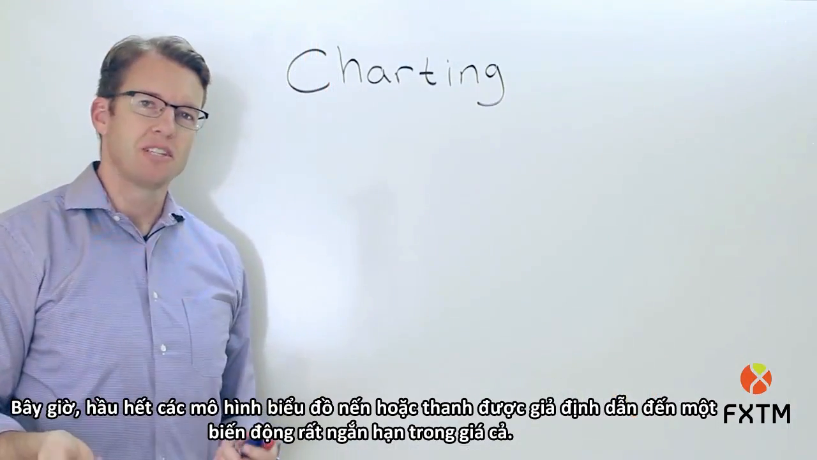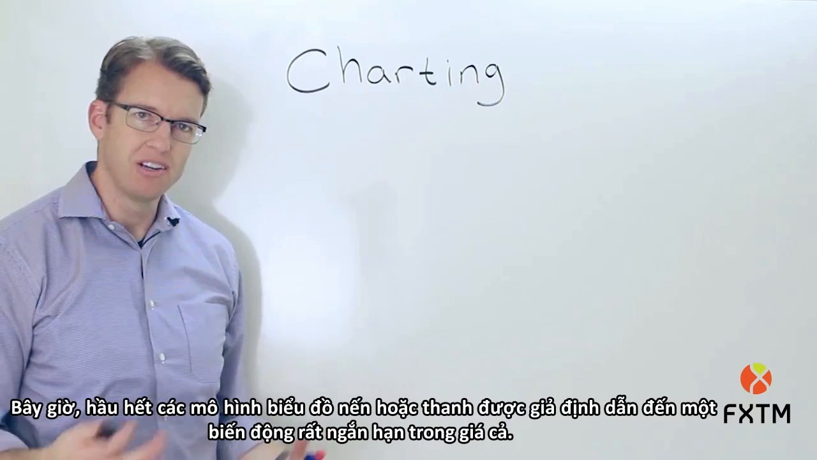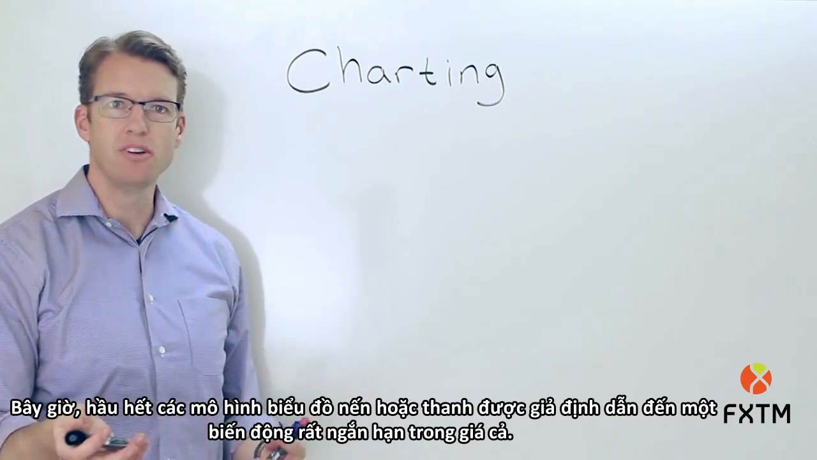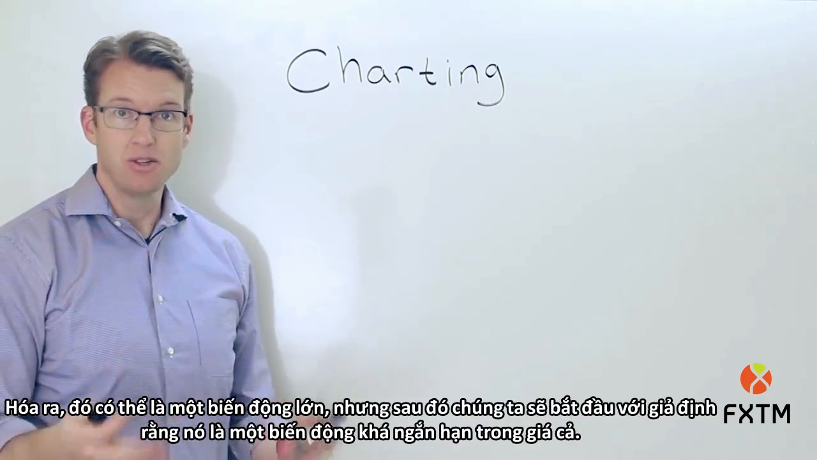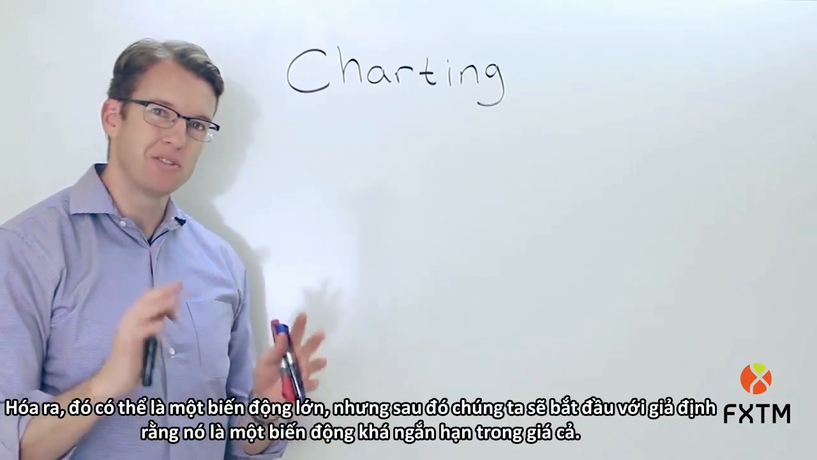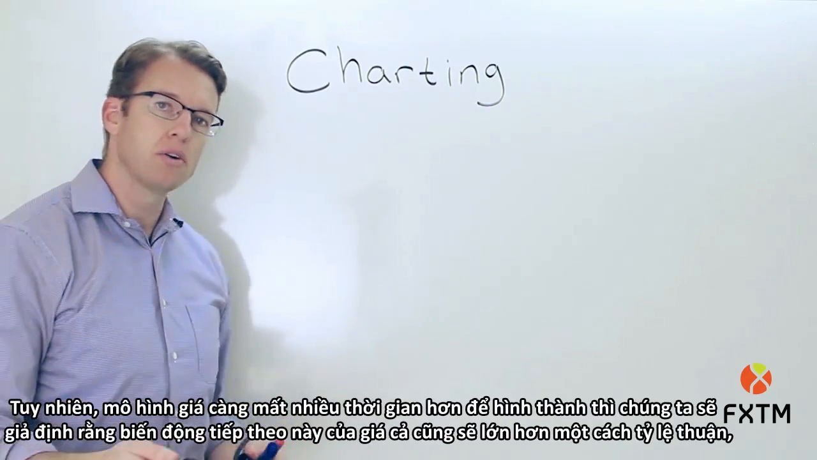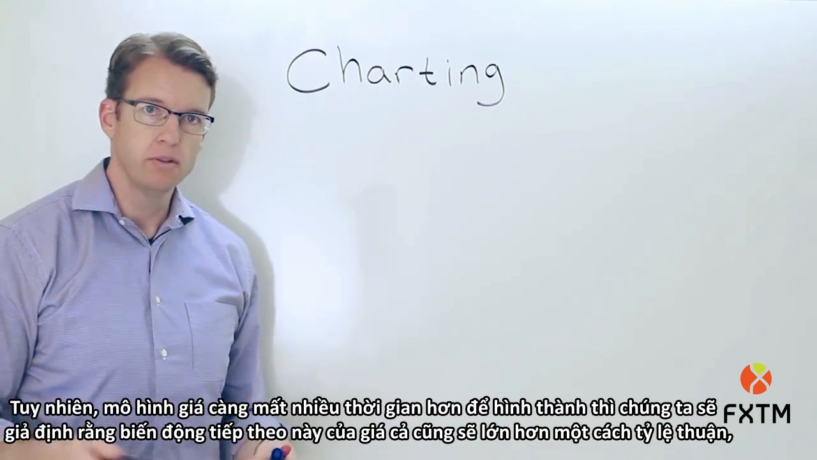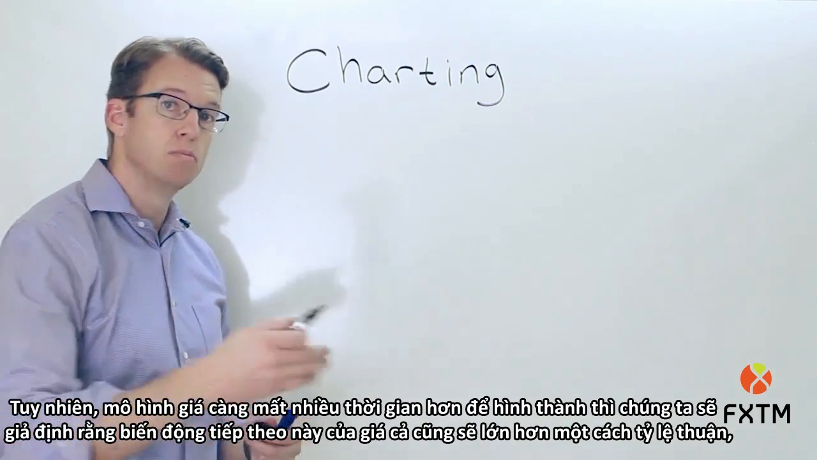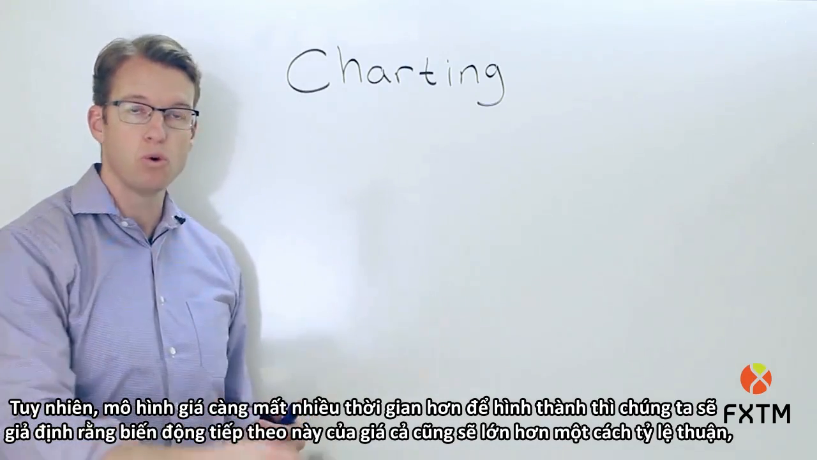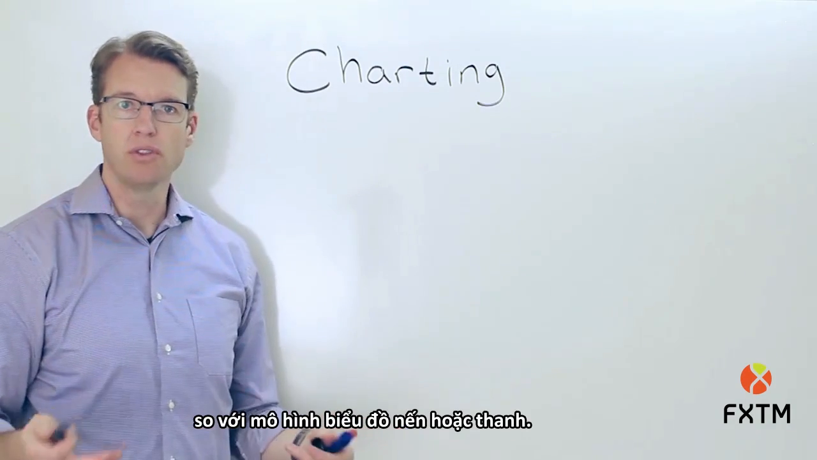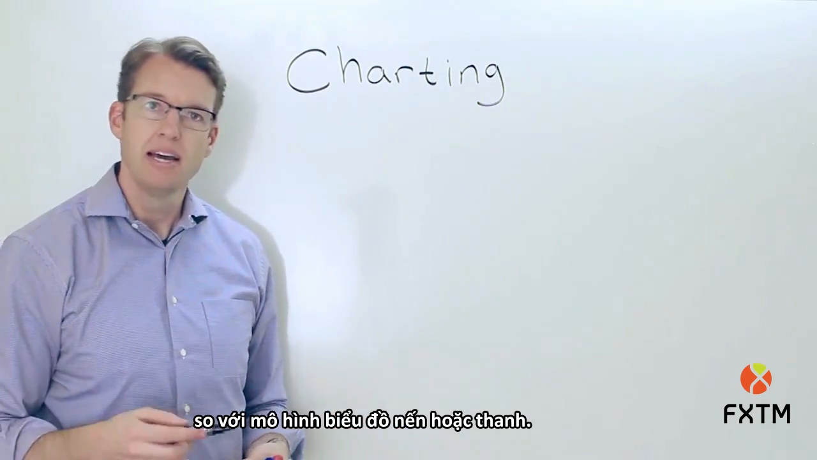Most candlestick patterns or bar chart patterns are assumed to lead to a fairly short-term move in the price. That could turn out to be a very large move, but we'd start with the assumption that it's a fairly short-term move in the price. The longer a price pattern takes to form, however, the more we would assume that the subsequent move in the price is also going to be proportionally larger than with a candlestick or a bar chart pattern. Let me give you an example.